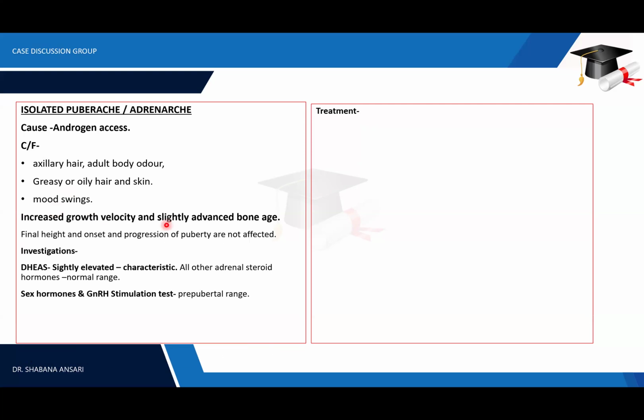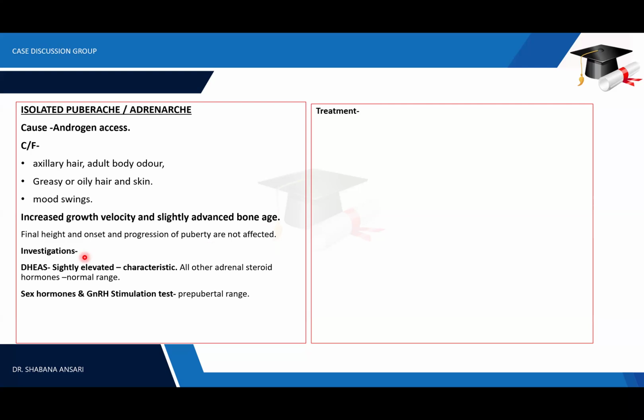Increased growth velocity and slightly advanced bone age are seen in cases of isolated pubarche or adrenarche. But in other isolated variants, like isolated thelarche or menarche, the growth velocity and the bone age are normal. And final height and onset of progression of puberty are not affected.